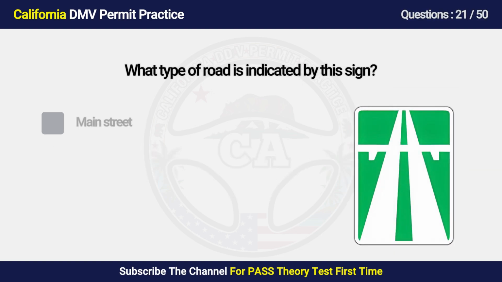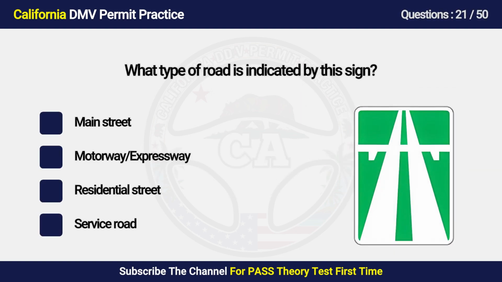Question 21. What type of road is indicated by this sign? A. Main street. B. Motorway. C. Residential street. D. Service road.